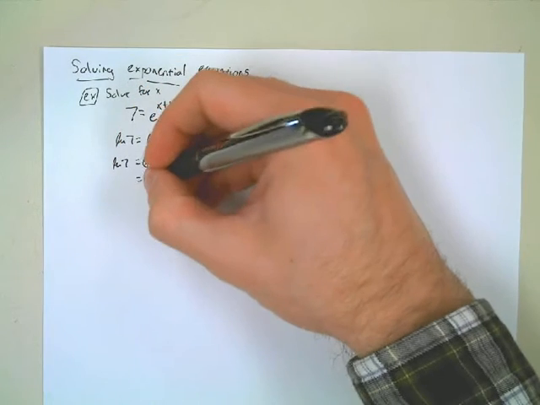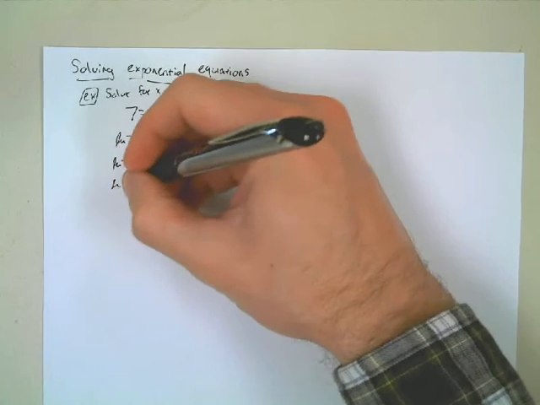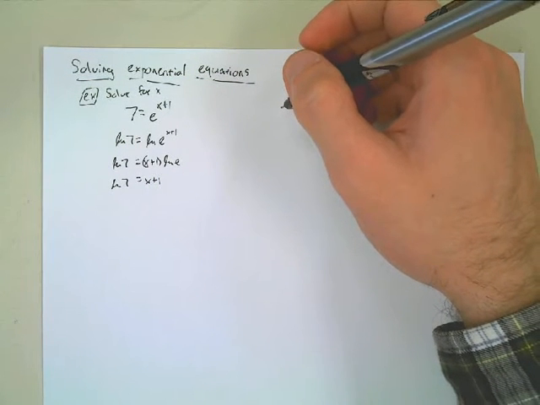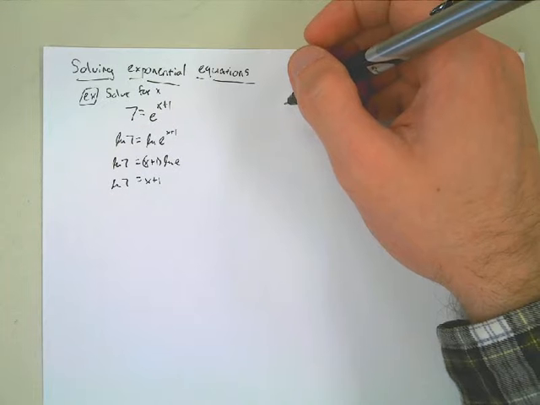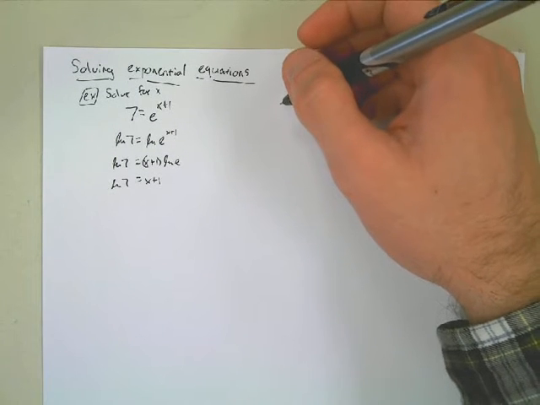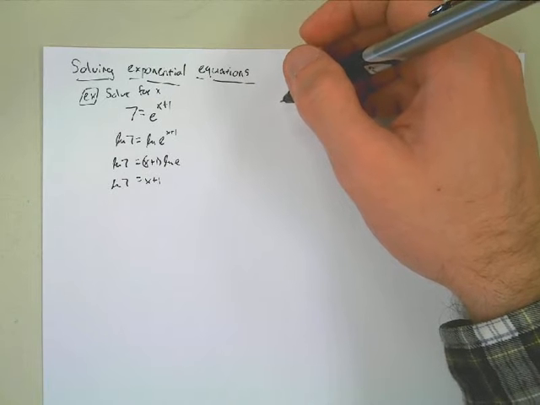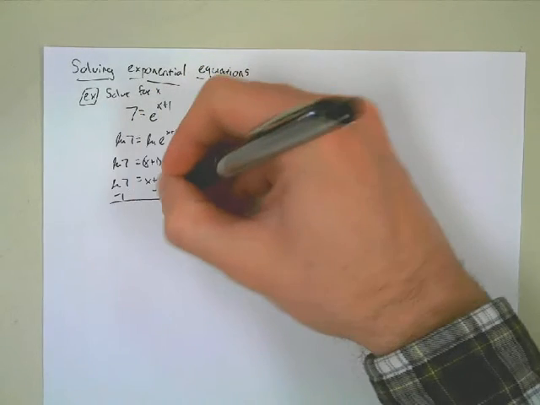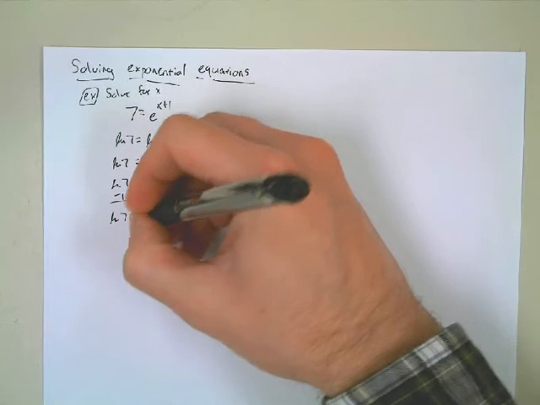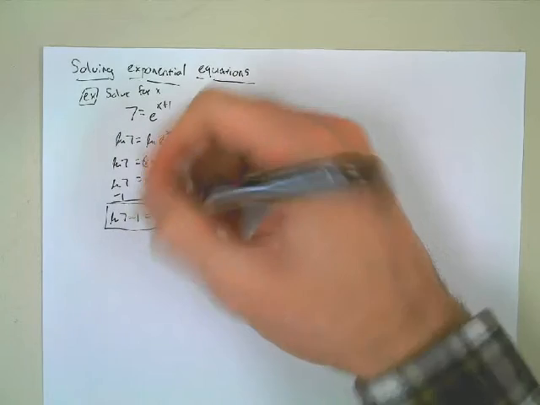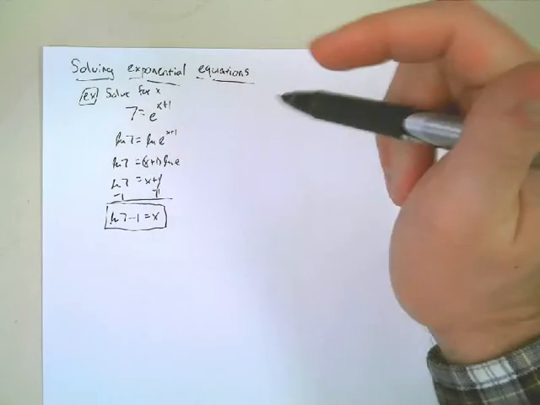And then to finish solving here, what do our directions say to do? How do you solve for x? Subtract 1 from both sides. Natural log of 7 minus 1 equals x. This is a fine answer to leave. If this is a free response question, or maybe even multiple choice sometimes, you might leave your answer like this and not have to get a decimal.